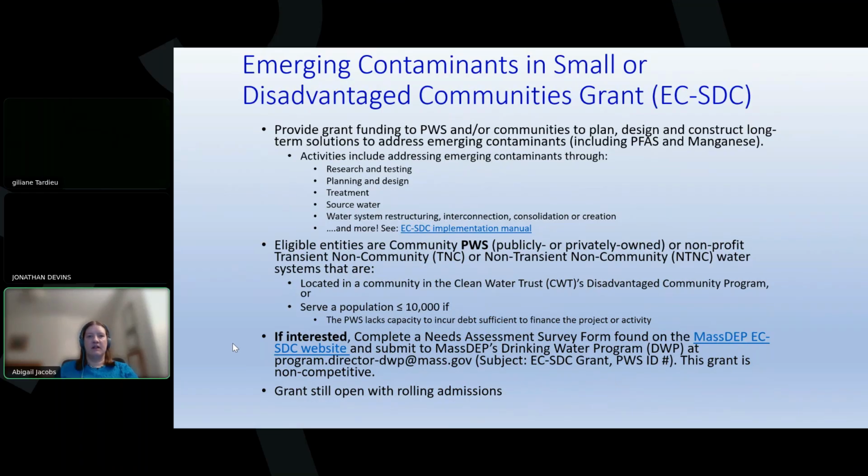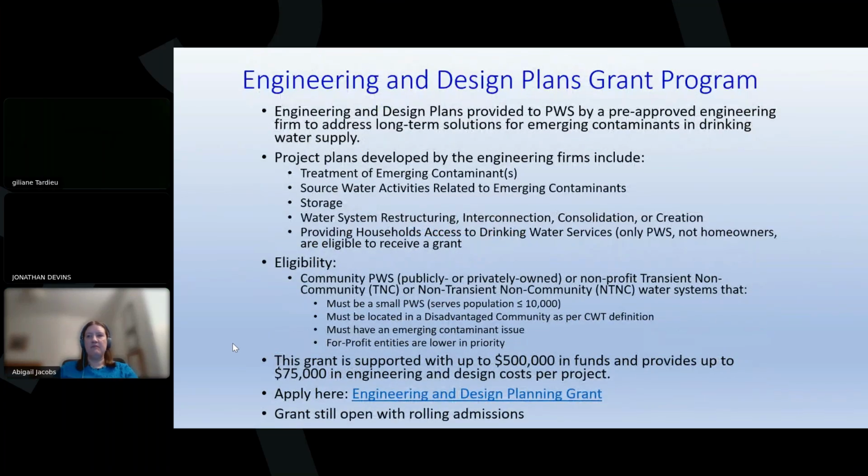All right, next slide, please. The other grant I want to talk about is a new one that we have. It is called the Engineering and Design Plans Grant Program. It is set up a little differently, but is related. It provides engineering and design plans to public water systems by a pre-approved engineering firm that we've already approved, to address long-term solutions for emerging contaminants in drinking water supplies. Similar project plans can be done as with ECSCC, which you'll see listed there. I won't go into that here since we're running out of time.